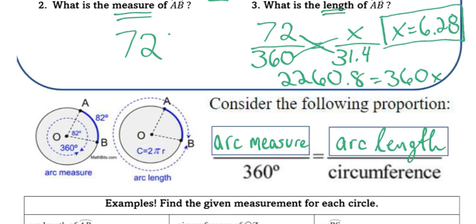6.28 is some part of that 31.4. It turns out that it's 1/5, just like this is. That is 1/5 of the circle. That's also 1/5 of the circle. We're just talking about different parts of it, whereas one's talking about the measure of the actual angle, the other's talking about the arc length.